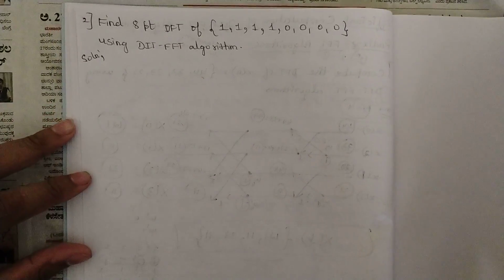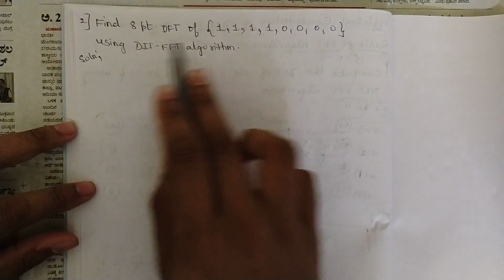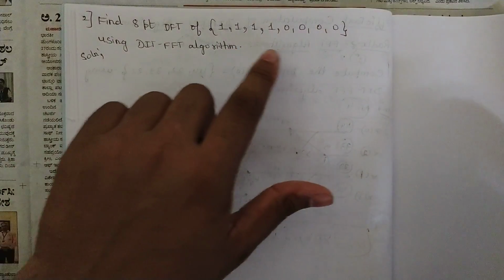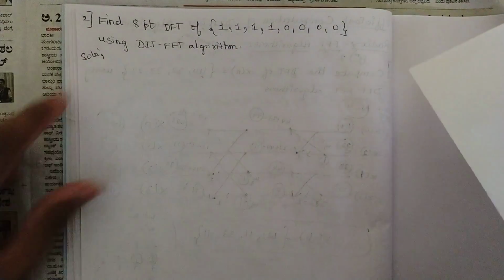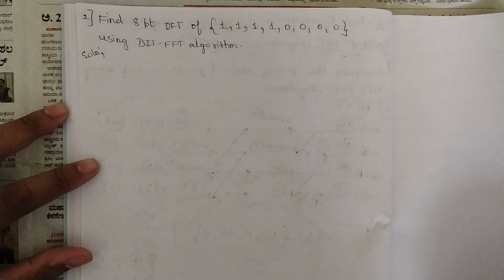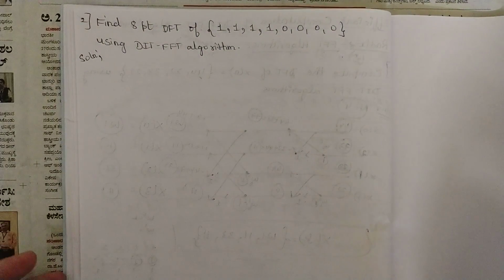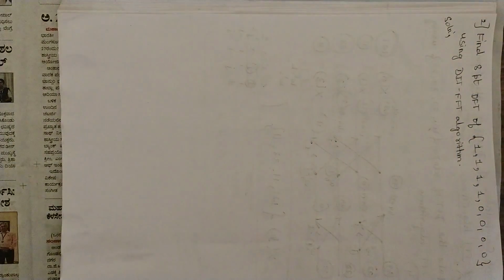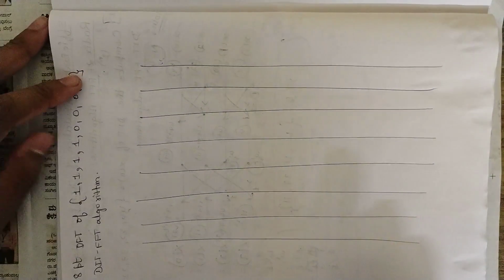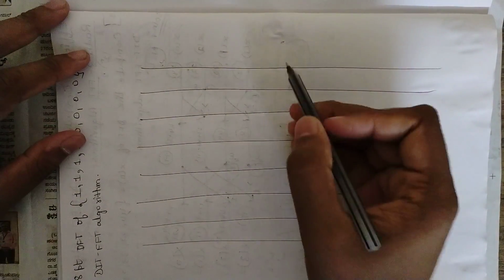So this is the next question: find the 8-point DFT of the sequence 1 1 1 1 0 0 0 0 using the DIT-FFT algorithm. I've told you, the first step is to see how many points are mentioned, and draw that many parallel lines. So I've drawn 8 lines here: 1, 2, 3, 4, 5, 6, 7, 8.